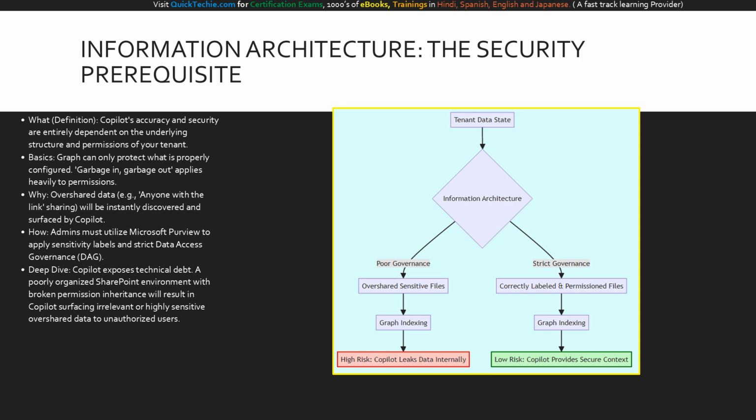Look at the divergent paths based on information architecture. Your tenant data state flows into your governance model. If you have poor governance, it leads to overshared sensitive files being ingested by Graph indexing, resulting in a high-risk state where Copilot accidentally surfaces sensitive data to the wrong employees. Conversely, strict governance ensures files are correctly labeled. Graph indexes these properly, leading to a low-risk, highly secure environment where Copilot only provides appropriate context.